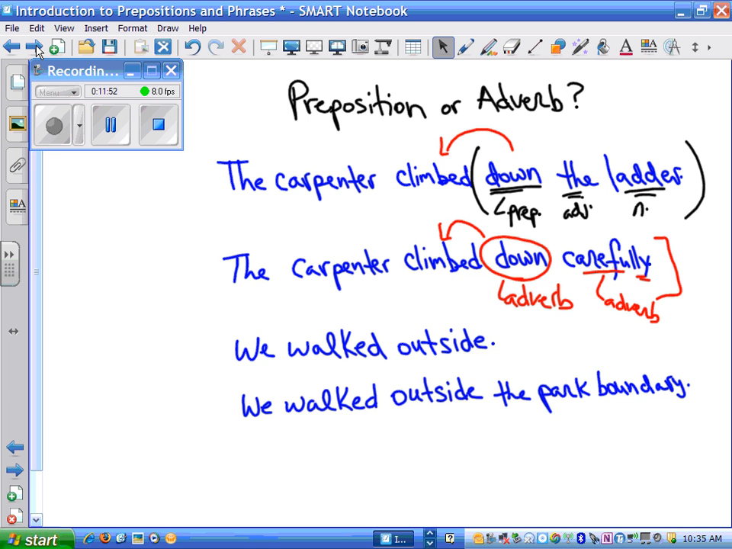Let's go on and take a look at our next example. And again, you're going to see that same pattern we just talked about. We walked outside. There are no nouns, no pronouns following it. Right? It's just we walked outside. So there's no phrase being created by outside. It's simply describing walked. So we would say that outside here is working as an adverb.